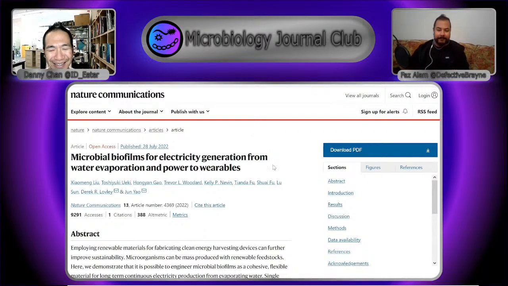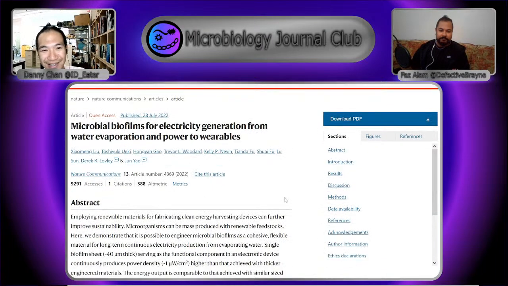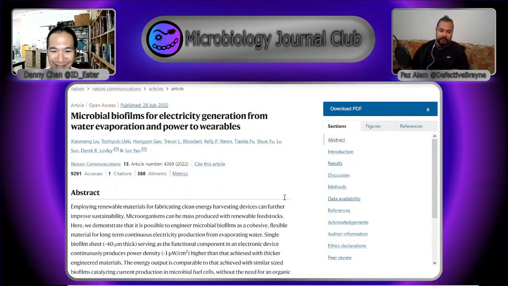I was looking at some electrical biofilm stuff because I'm always interested in biofilms. It's bacteria living together, and how do they cooperate in that matrix? What proteins are they making to help them cooperate? And there's this one system, Geobacter sulfurreducens.